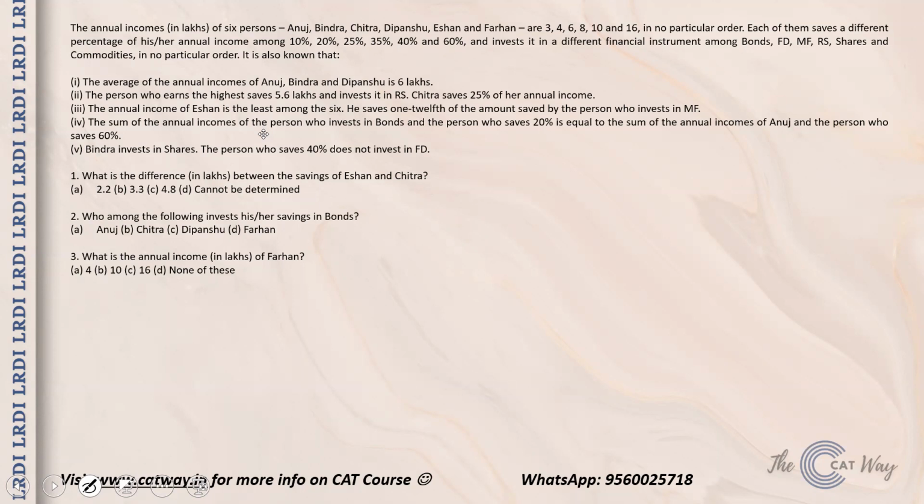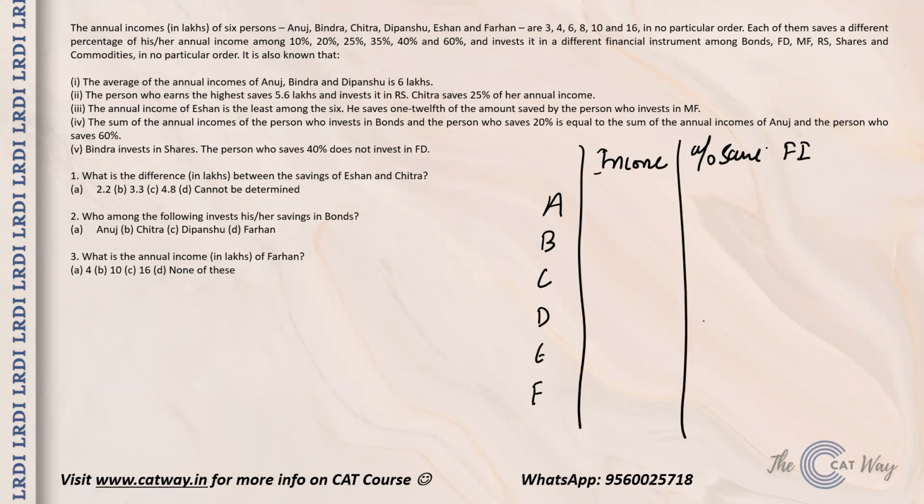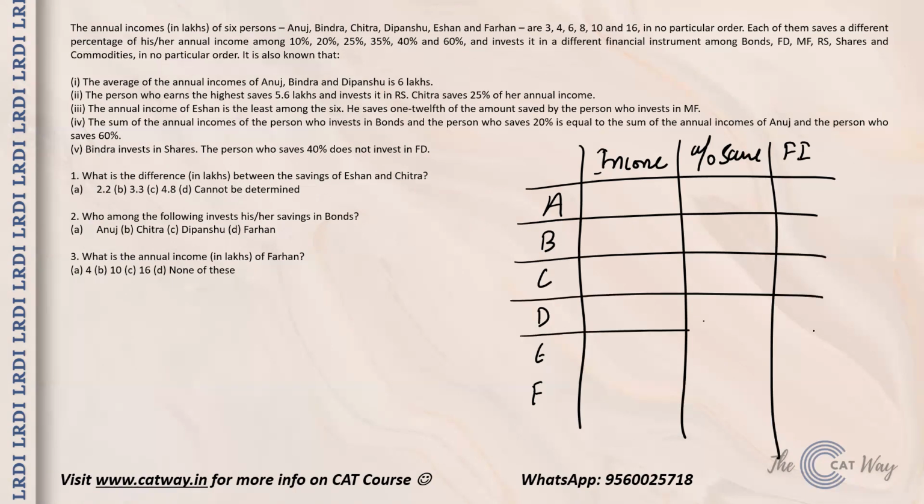Okay, so you got it, it's again a distribution set. So what you have is people: A, B, C, D, E and F. Then you have the income, the percentage they save, and the financial instrument in which they save. Okay, so this is what you have. Let's see what has been given to us.